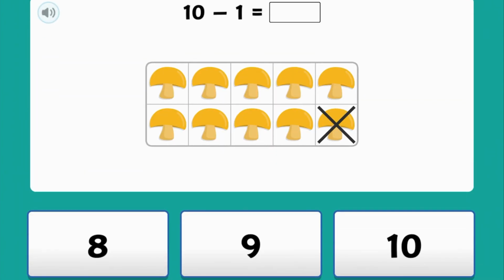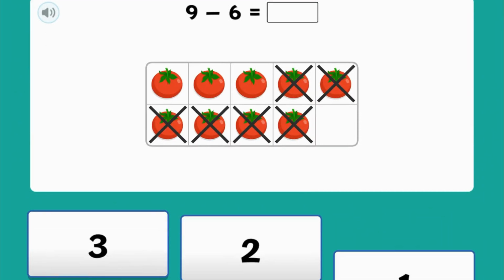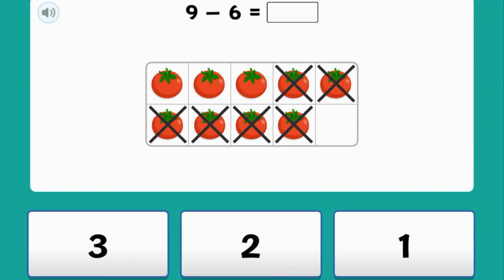What is 10 minus 1? Out of this world! 10 minus 1 equals 9. What is 9 minus 6? You made the connection. 9 minus 6 equals 3.